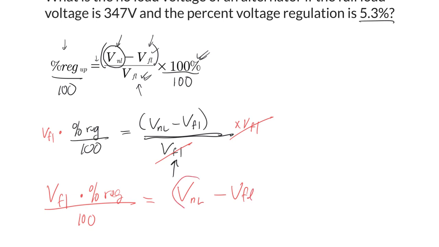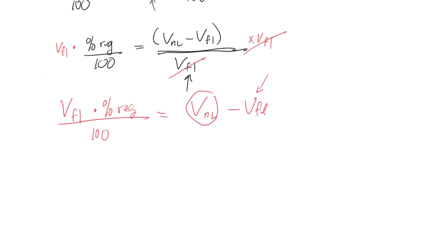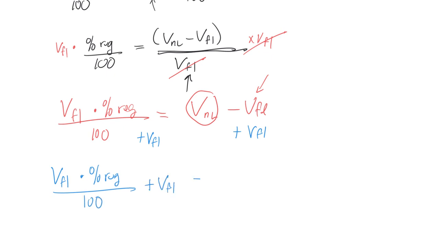Okay, but I'm solving for this, so I have to get rid of this one. So I look at the operation, and the operation is minus, so I'm going to add VFL on this side, and I'll add VFL on that side. So I'll have VFL times percent reg all over 100 plus VFL is equal to VNL. So there I've manipulated the formula, so this is what I'm searching for.